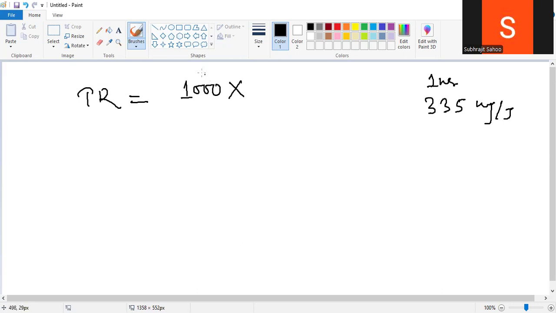Now 1 ton, how many kg? 1000 kg. Then what is the latent heat? 1000 into 335. This much latent heat will be there. Sir, this total experiment is conducted over how much time? 24 hours. I have written 24 hours, at 0 degrees Celsius in 24 hours. The definition is very important.